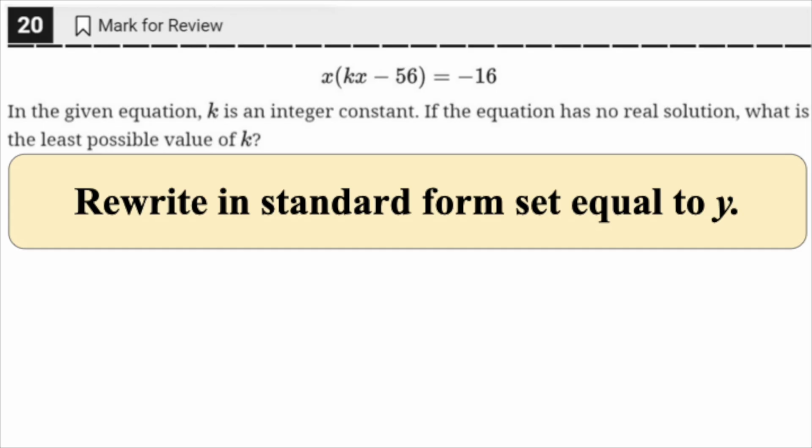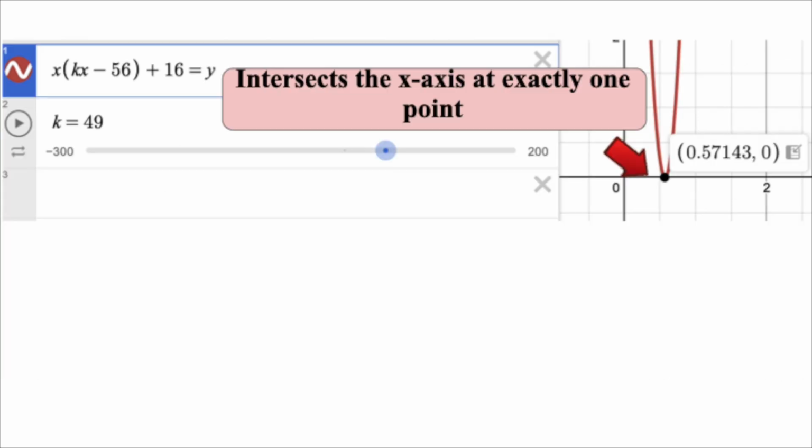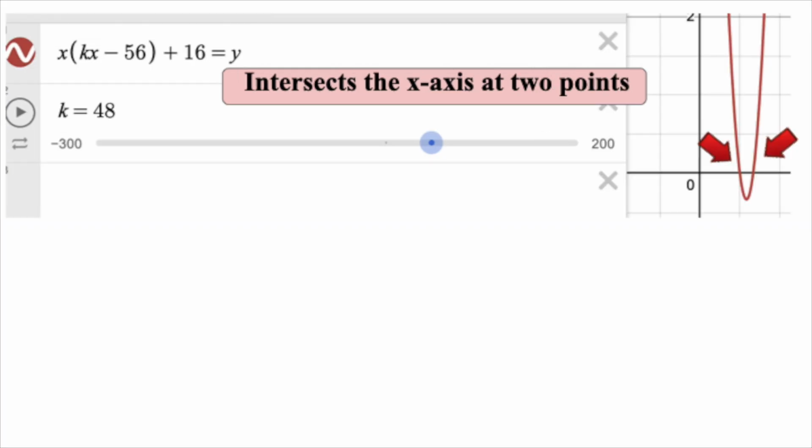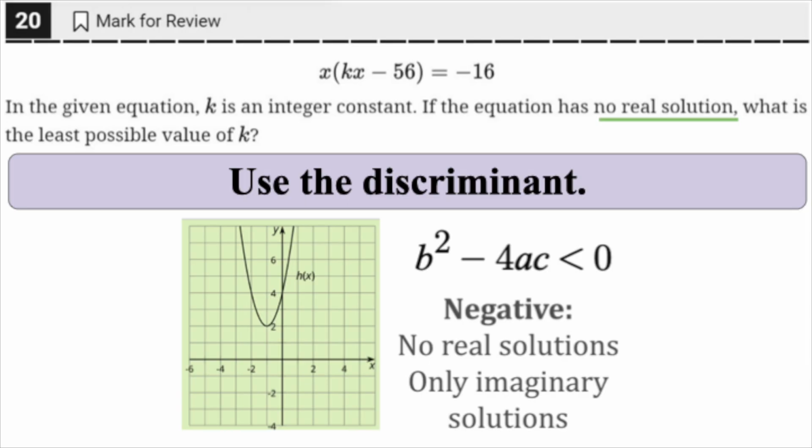Way number 2, you could rewrite in standard form and set equal to y. Use the slider for k. When k equals 49, the parabola hits the x-axis at exactly 1 point. When k equals 48, the parabola hits the x-axis at 2 points. When k equals 50, the parabola does not hit the x-axis at all. Therefore, there are no solutions, which is what we want. 50 is your answer.